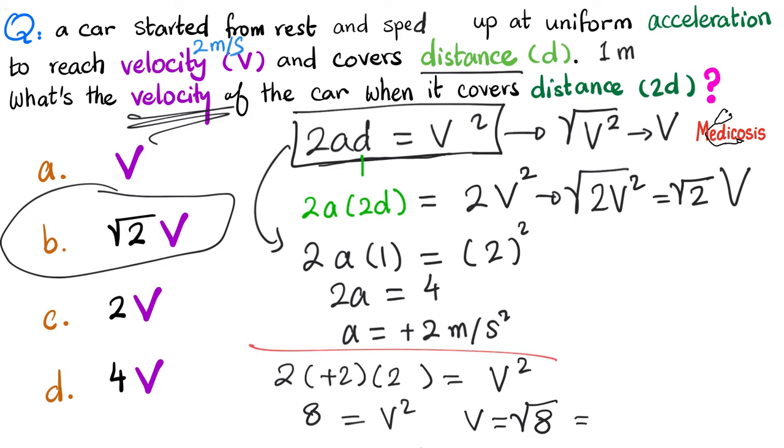And what is 8? 8 is nothing but 4 multiplied by 2. What is the square root of 4? It is 2. So it is 2 square root of 2. I want you to look at this. When the original velocity was 2, the second velocity is how much? It is square root 2 multiplied by the original velocity. Got it? This is to convince you that choice B is correct.